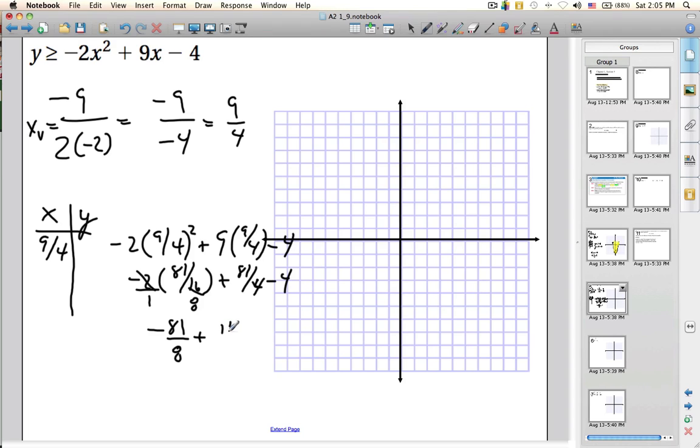So then this will be 162/8 minus 32/8. So I created common denominators here. -81 plus 162 is 81. 81 minus 32 would be 49. So it's 49/8. That also is not a super fun number, but let's go ahead and graph this. 9/4 is 2 1/4, approximately. So I know my axis of symmetry comes through here.